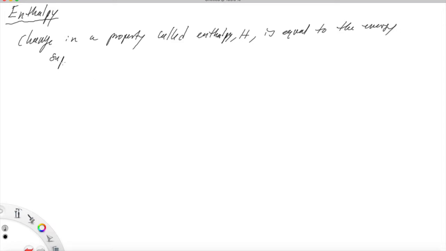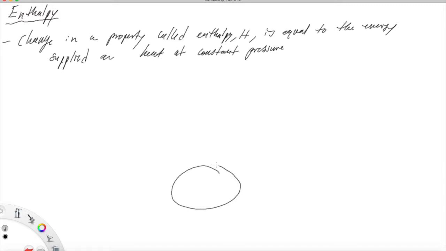So we can say that dH, the infinitesimal of enthalpy, where H is for enthalpy, is equal to dQ. And if we're trying to measure this change, then we have delta H is equal to Q with the subscript P, denoting that we have something taking place at constant pressure.